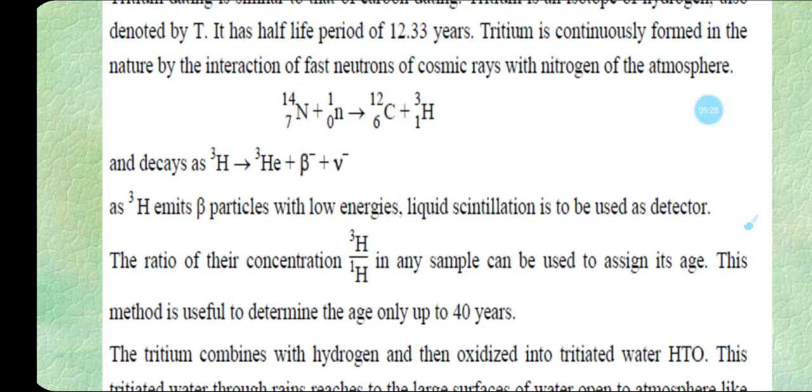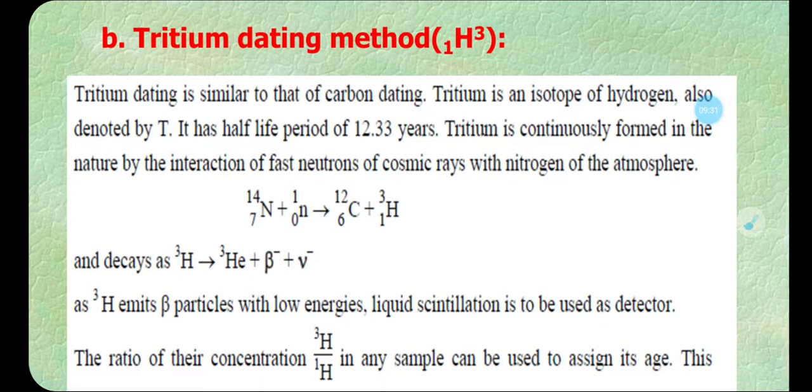Similar to C14, the radioisotope of hydrogen, which we call tritium, is also used to determine the age of the sample. So this method is called tritium dating method. In this method, it is exactly similar to the carbon dating. Tritium is the isotope of hydrogen. In symbolic form, we can denote it as T. It has half-life period 12.33 years. It is quite low as compared to carbon.